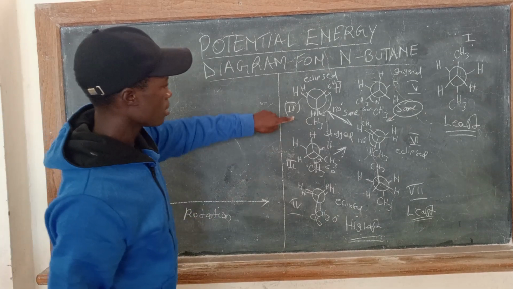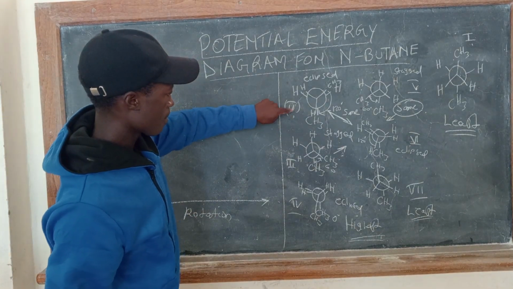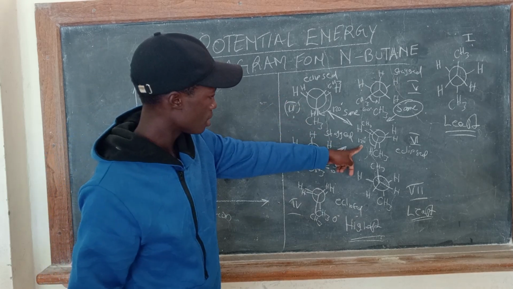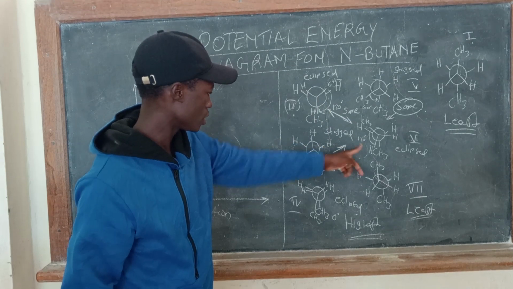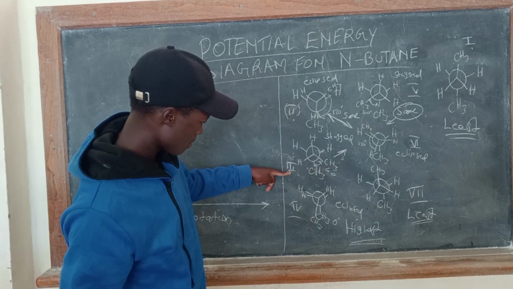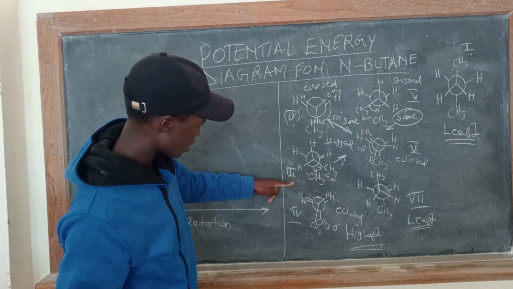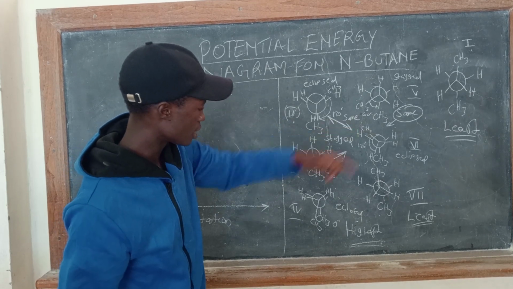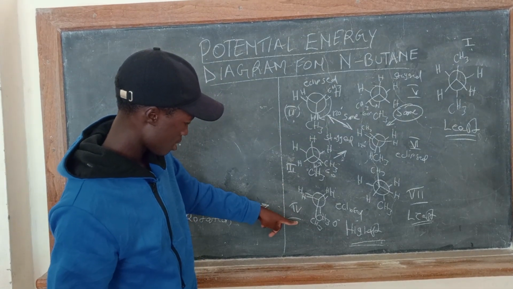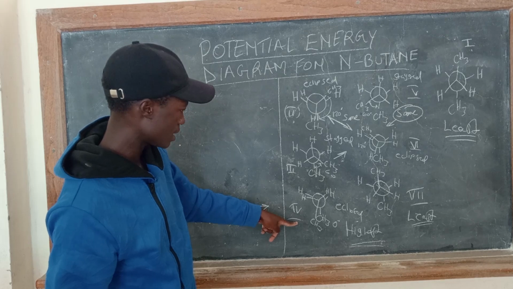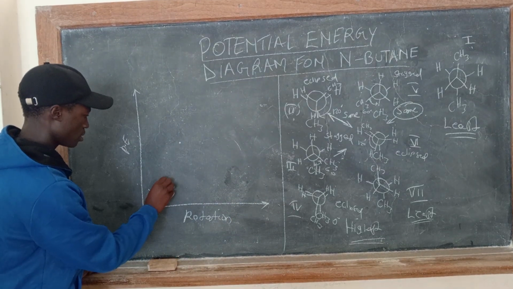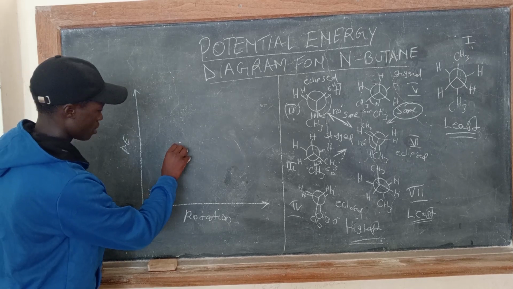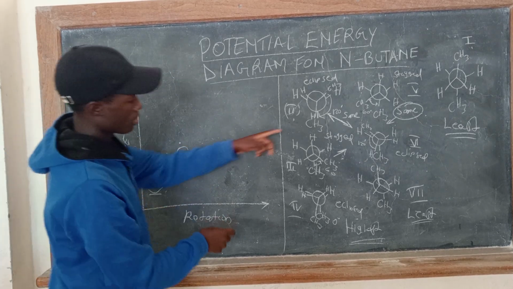Then you go to the second. The second has the same amount of energy with the sixth. The second and the sixth have the same amount of energy. But remember the third. Third has the same amount of energy as fifth. Then you have the fourth at the highest. So let us draw for the second. Let us put it there.